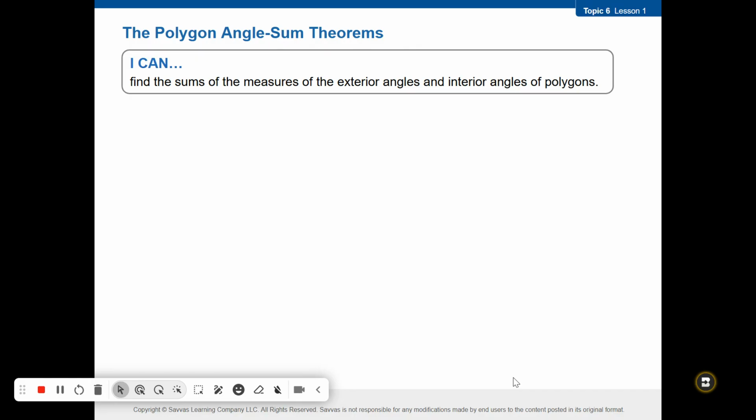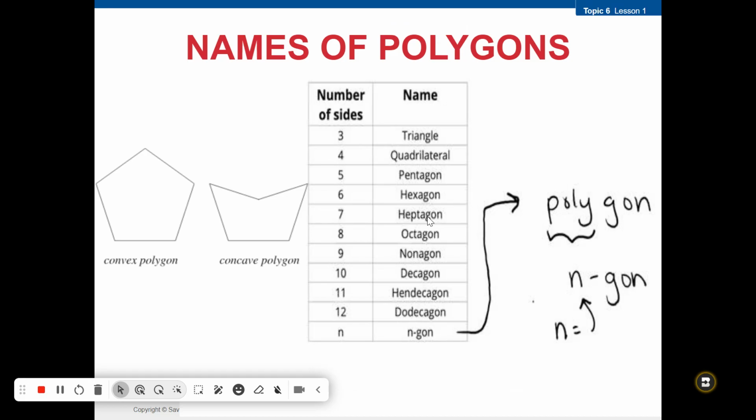All right, so you guys should be on page 132 if you're not there yet. So today we're going to find the sum of measures of exterior angles and interior angles of polygons. So this is something I want you to add in that blue area because these are the names of the polygons that you are responsible for. I know it's a lot of writing, but trust me, it'll be worth it in the end.